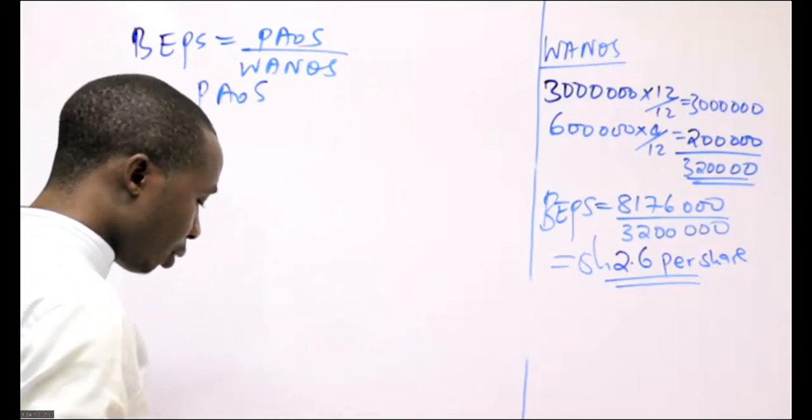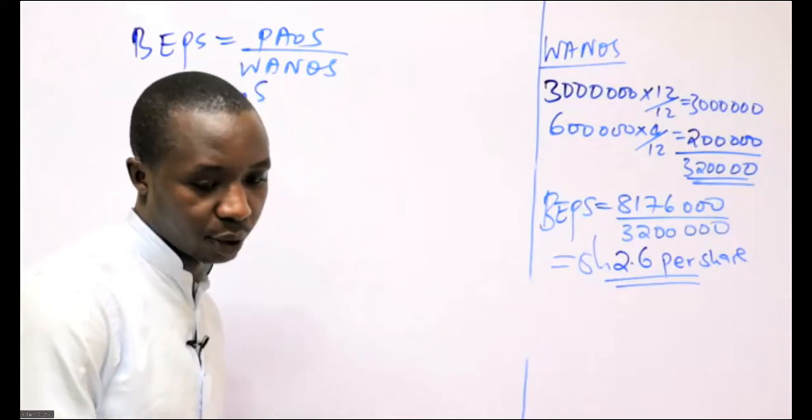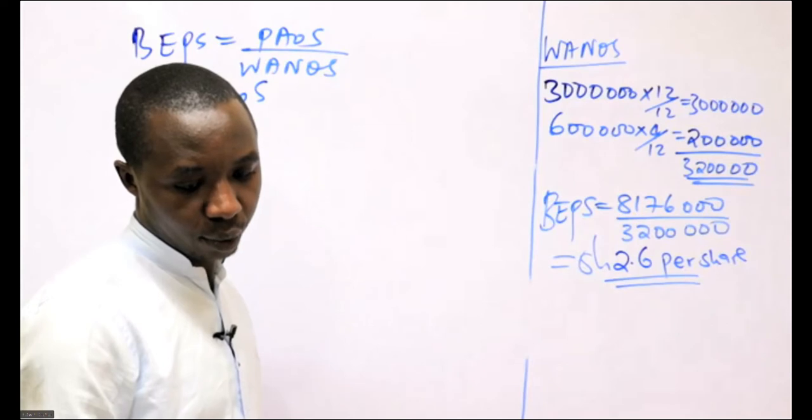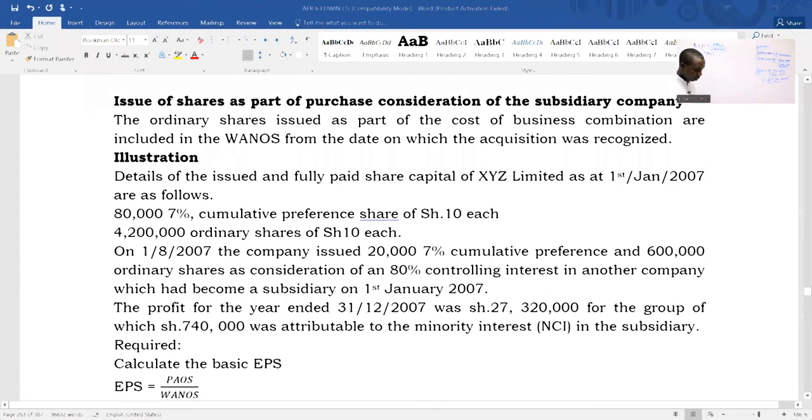According to this question, I display it so that you know what we are doing, which is the reported profit after tax to start with. There was a reported profit for the year ended 1st December 2007 of 27,320,000 for the group, of which 740,000 was attributable to who? Minority interest. Do we have preference dividends to deduct?